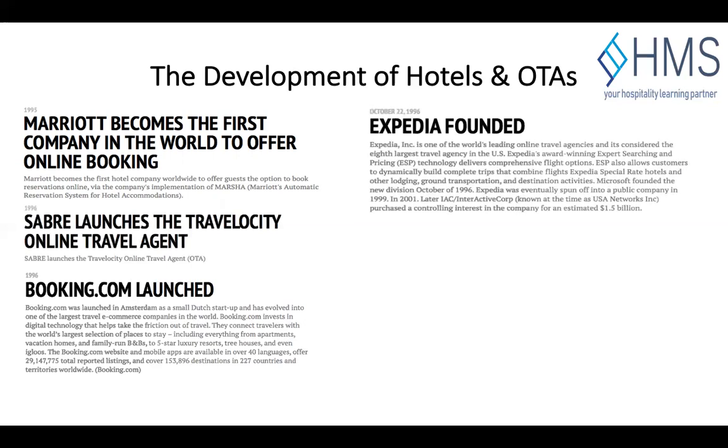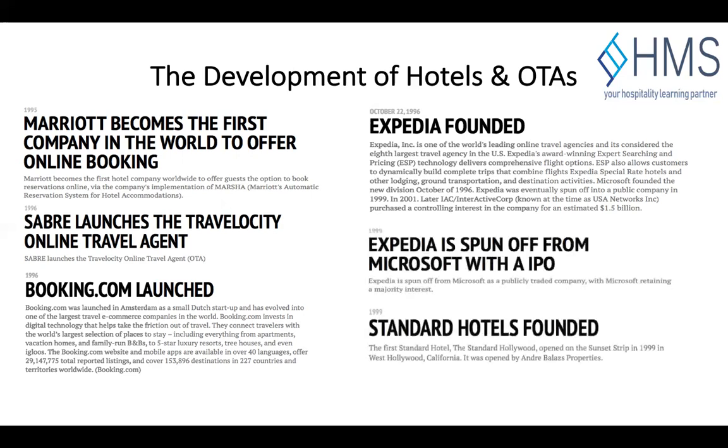Later that year, Expedia was also founded. In the US, it is, of course, one of the world's leading online travel agencies. It is also considered to be the eighth largest travel agency in the world. Expedia spun off from Microsoft after 3 years as two separate companies. It went public in the year 1999, with Microsoft retaining a majority interest.